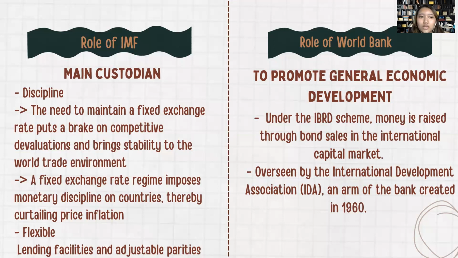So the bank lends money under two schemes. The first is the IBRD scheme, where money is raised through bond sales in the international capital market. The market rate is lower than the commercial bank's market rate. The second scheme is overseen by the International Development Association, or IDA. The IDA loans go only to the poorest countries. Borrowers have 50 years to repay at an interest rate of 1% a year, and the world's poorest nations receive grants and interest-free loans. Next.